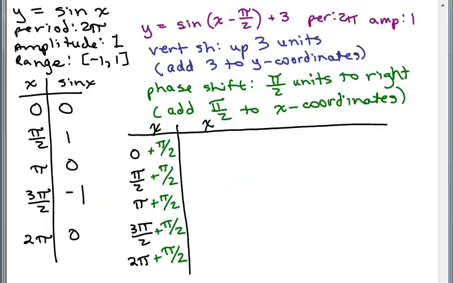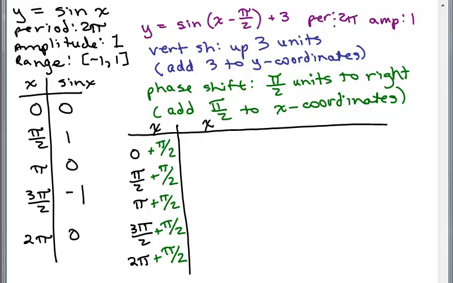Alright, so over here on the left, we've got our information for y equals sine of x, which we always want to remember. Period of 2 pi, amplitude of 1, the range is -1 to 1, and we've got these 5 key points, as usual. Now we want to graph y equals the sine of x minus pi over 2 plus 3. The period is still 2 pi, and the amplitude is still 1.